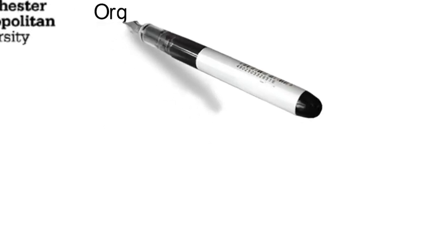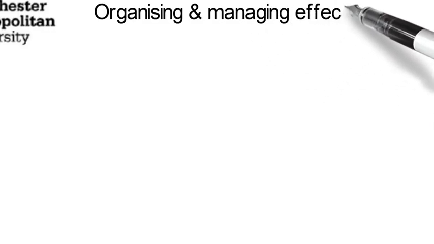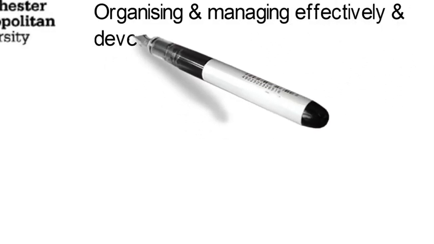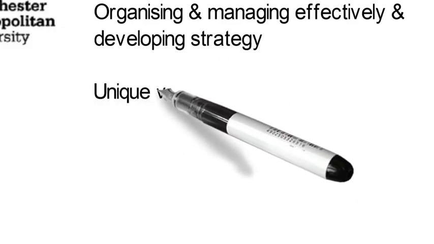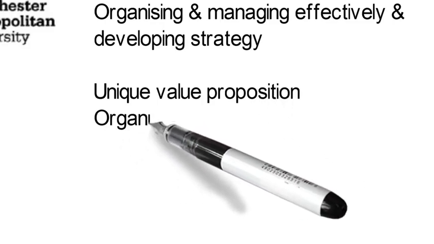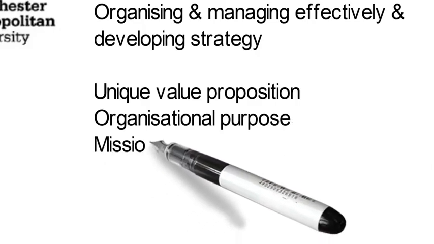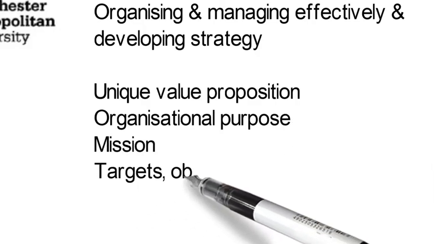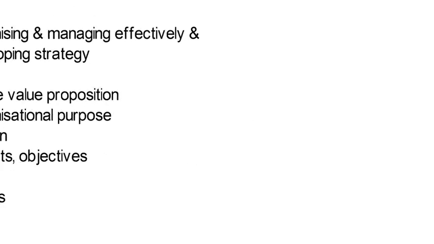This part of the course is about organizing and managing your business more effectively and learning how to develop a new strategy. It is about understanding the purpose of your business, its sources of unique value, and communicating your purpose, mission, targets, objectives, and future vision to an external audience. All these are key to your identity and support your competitive advantage and shape your strategy.